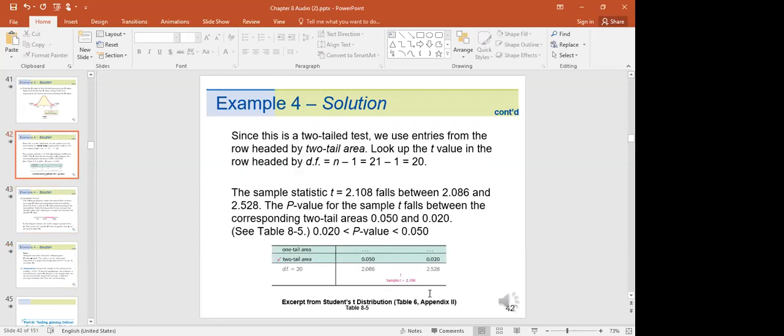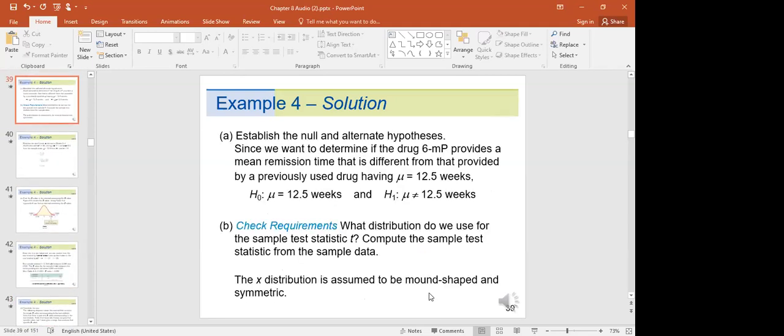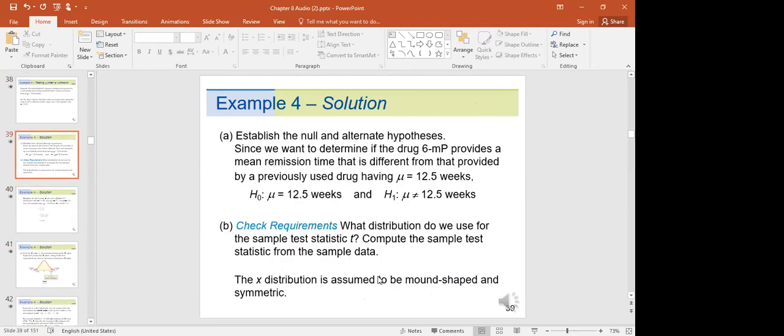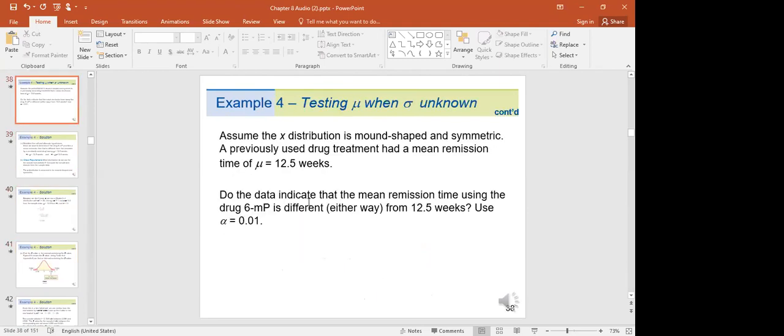For example, in this problem, the question was, do the data indicate that the mean remission time using the drug 6-MP is different either way from 12.5 weeks? Your answer will be at 0.01 level of significance, the data do not indicate that the mean remission time using the drug is different.